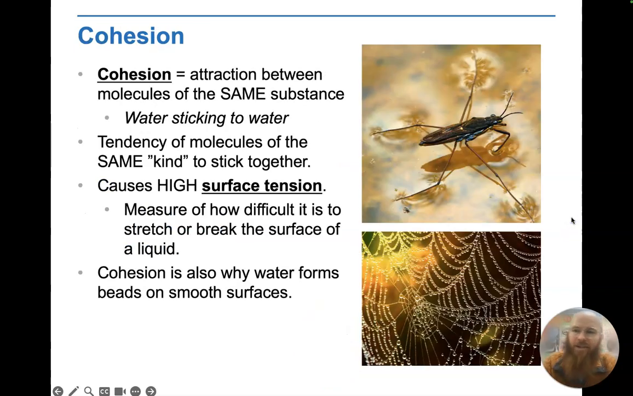And so now I want to get into a few of the unique properties of water. And each of these we're going to play with in class with a few activities so we can actually see how these work. And we're going to discuss a little bit about their importance right now.